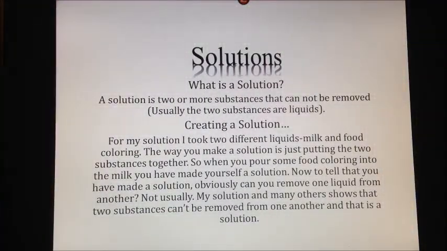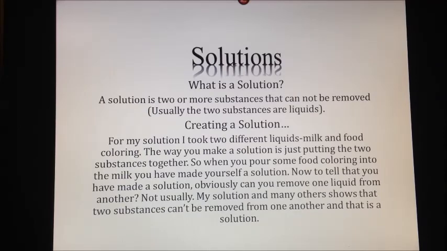Solutions. What is a solution? A solution is when two or more substances cannot be removed. Usually the two substances are liquids. Creating a solution. For my solution, I took 2 different liquids, milk and food coloring.